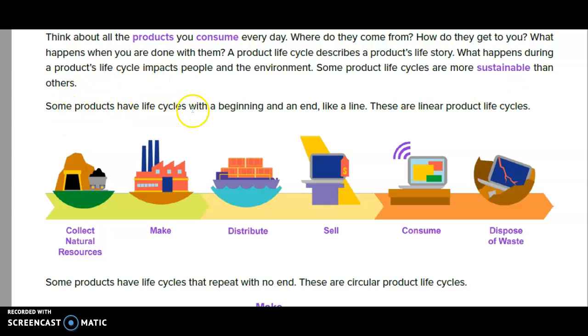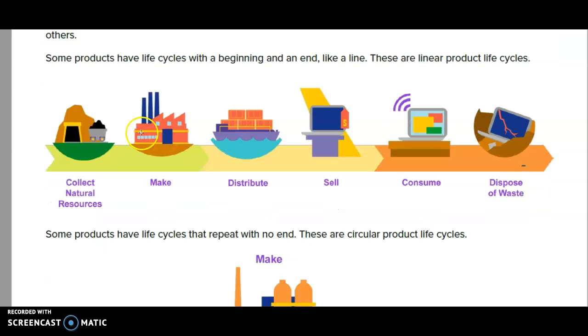Some products have life cycles with a beginning and an end, like a line. A beginning here and the end here. These are linear product life cycles. For example, here you collect resources from the nature. Here you have, for example, coal. Yes, then it goes to a factory where the product is made, manufactured. Yes, then when the product is ready, it goes out for distribution.